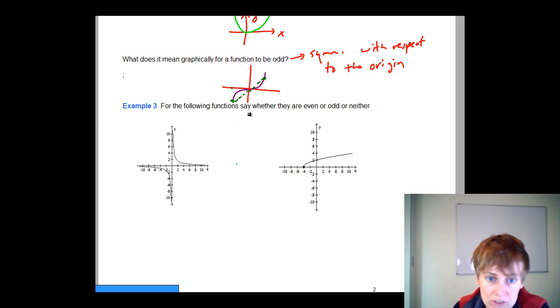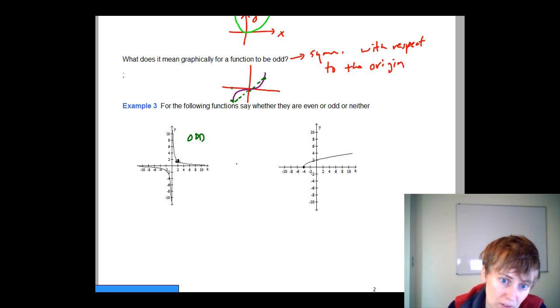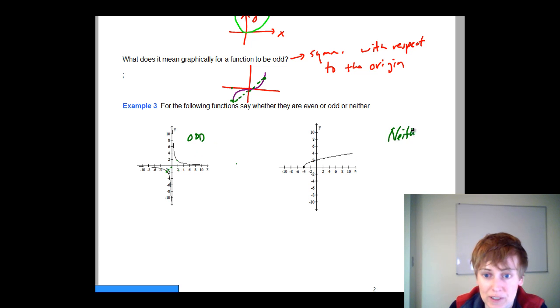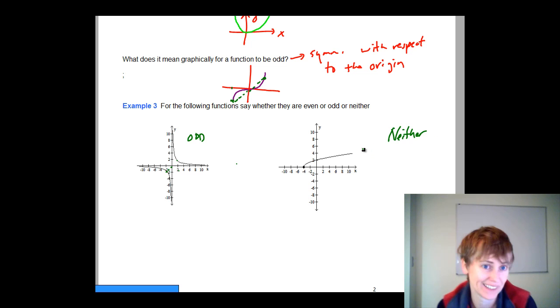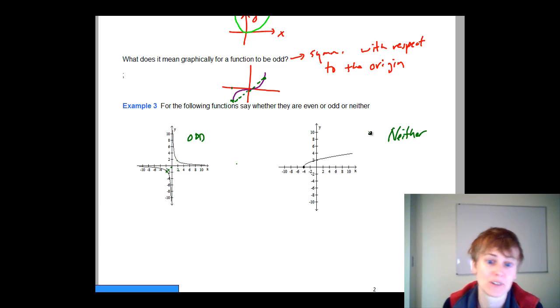Okay, so let's go over this. For the following functions, there's one there and one there, say whether they are even, odd, or neither. Okay, well, this one's odd, because if you pick this and this, the same distance to the origin. That's x equals 2, that's x equals -2, and so on. It's symmetric with respect to the origin, it's odd. This one is neither, it has no symmetry. It's neither even nor odd. Okay, so that's it for this exercise.